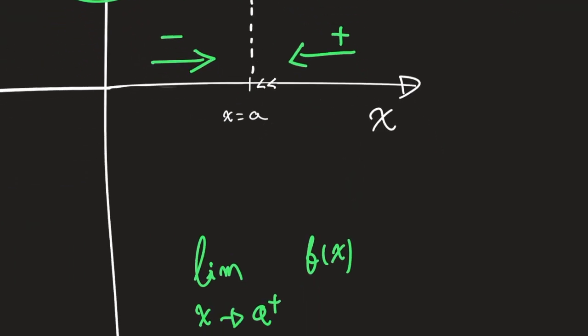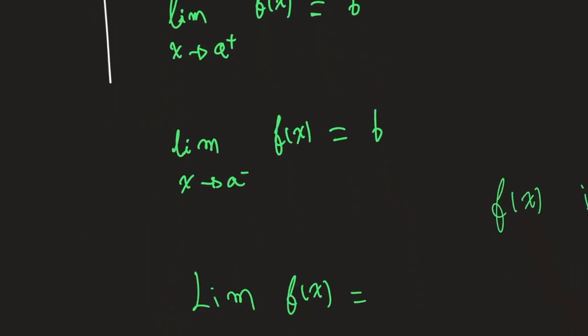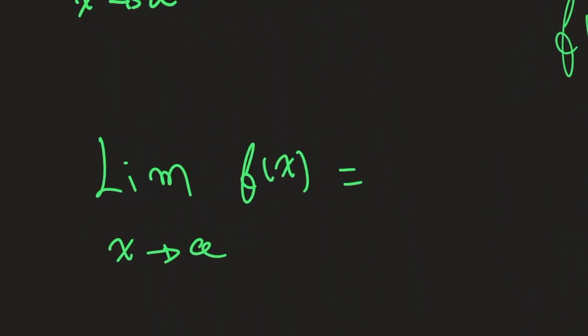Thus, we can see that for each lateral limit, be that x approaching a from the positive side, the limit is b, and when x is approaching a from the negative side, it's also b. Therefore, we can affirm that the limit of f of x as x approaches a is in fact b.